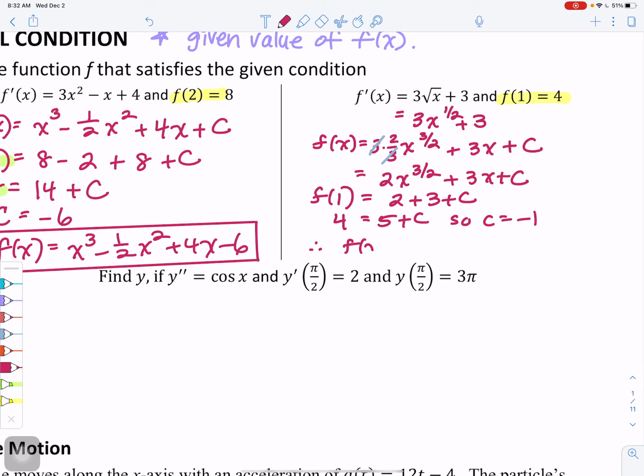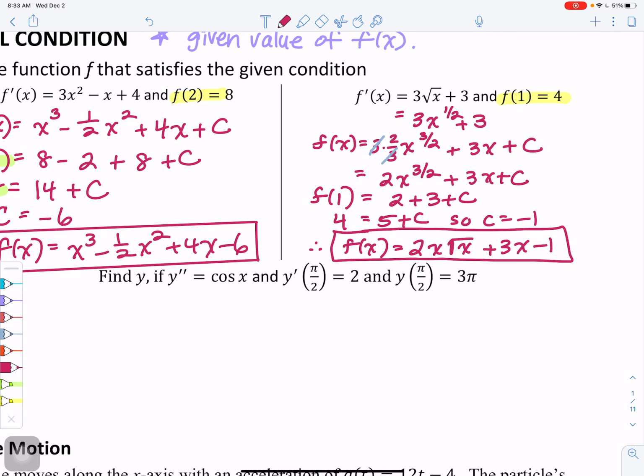Therefore, f of x must be equal to, and you could write 2x to the 3/2 as 2, if that's an x cubed, under that would be an x times the square root of x, plus 3x minus 1. Okay, so the x squared comes out as an x and leaves 1x under the square root.